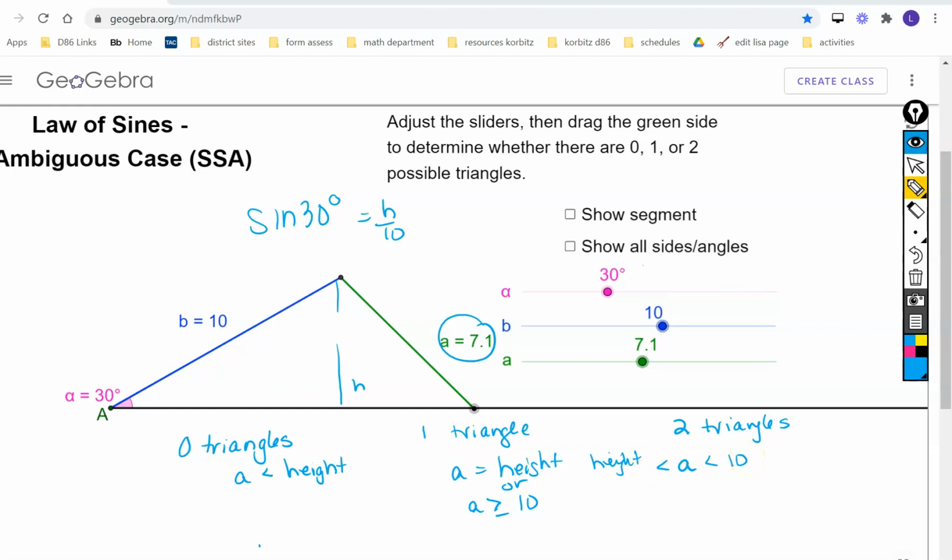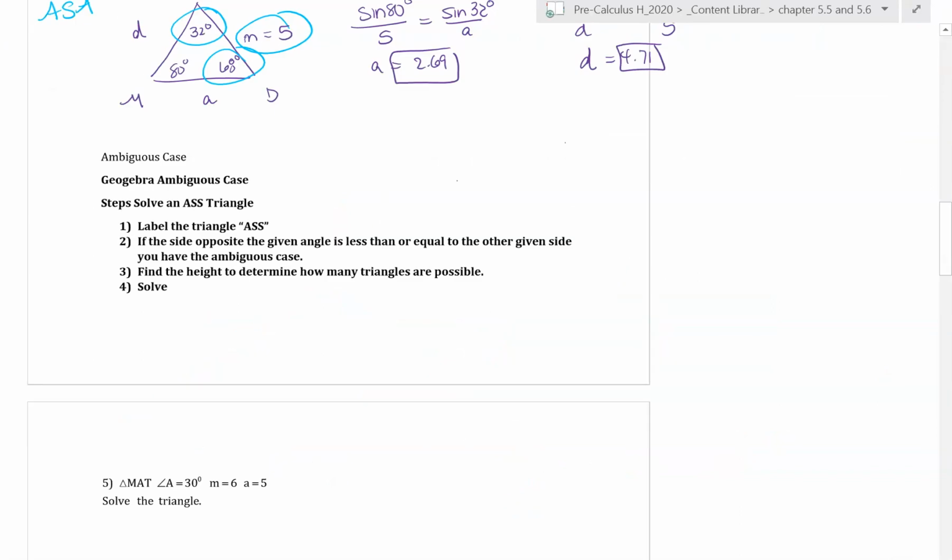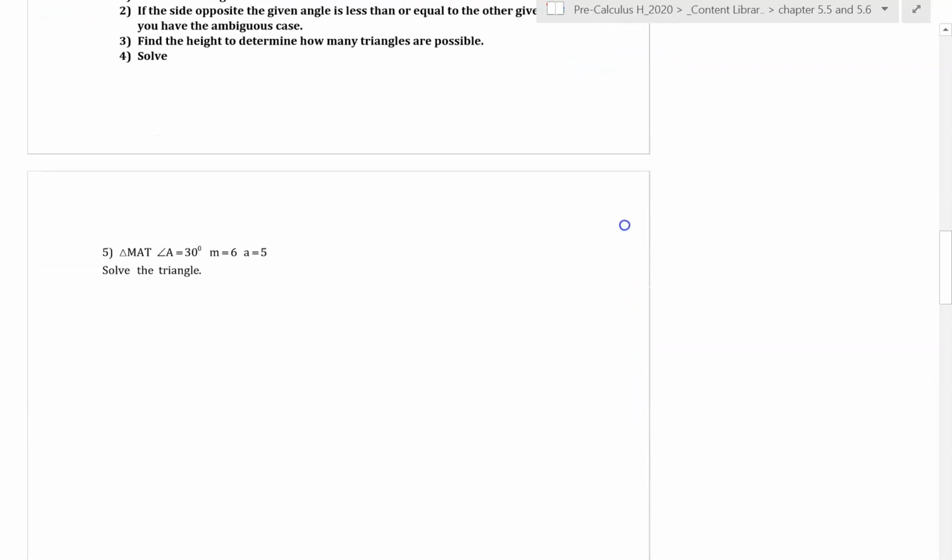Okay, so let's quit out of this and go back to our notes, and we'll do some examples. So here are the steps. We're going to label the triangle. We're going to do the test and find the height to see how many triangles we have, and then we're going to solve. Okay, so here goes.